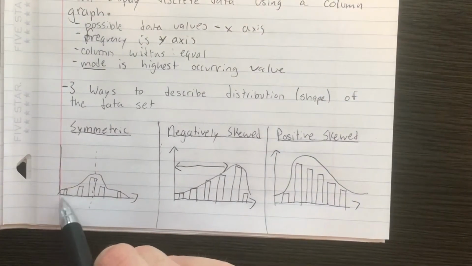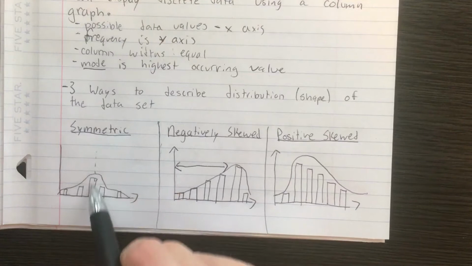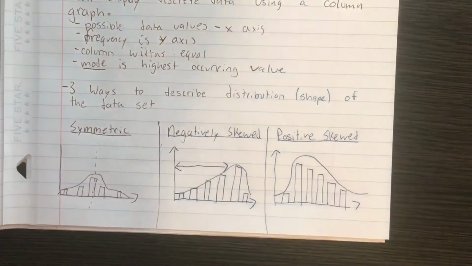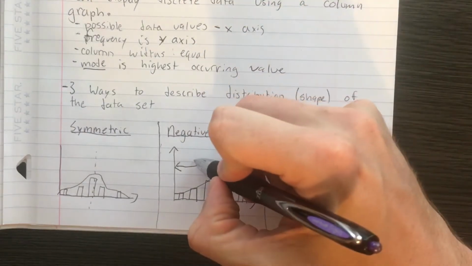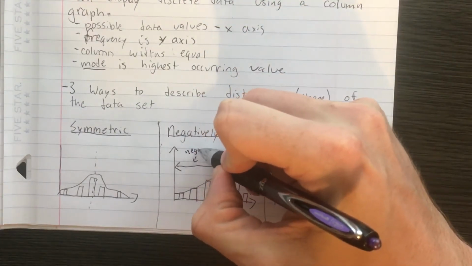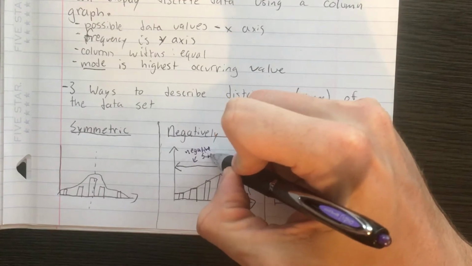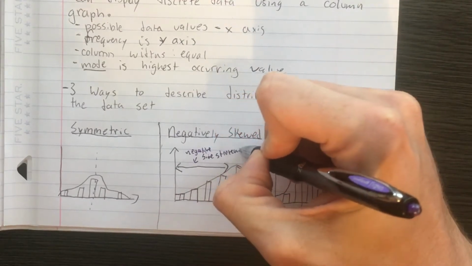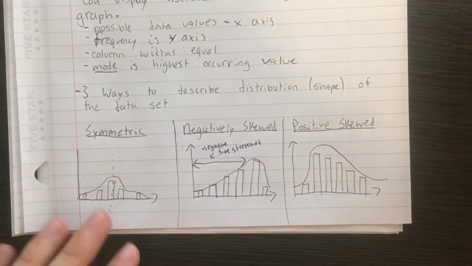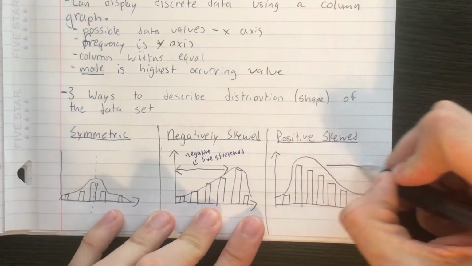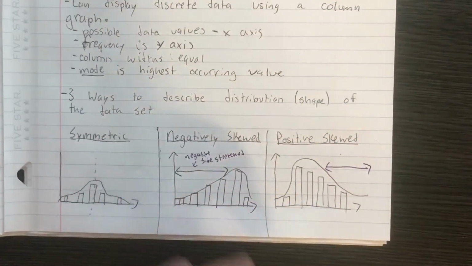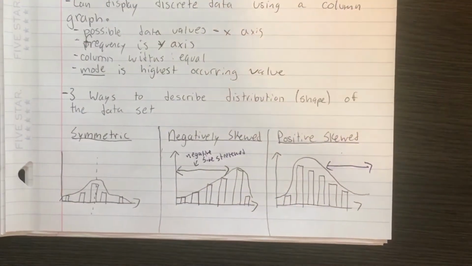If you draw like a curve around your bars here and it looks like it's pretty close to even on both sides, we refer to that as a symmetric distribution. If it looks like the negative side of the graph here is stretched, so we'll say negative side is stretched, we have what's called a negative skewed graph. And if the positive side here looks like it is stretched, we call it positive skewed. So just some vocabulary to get us started.